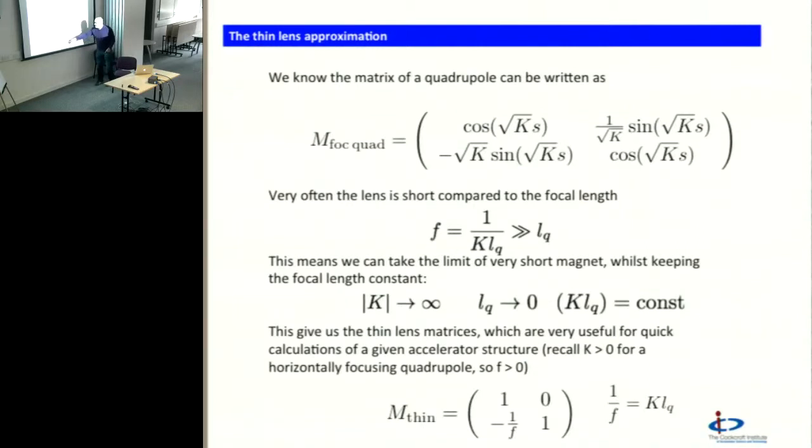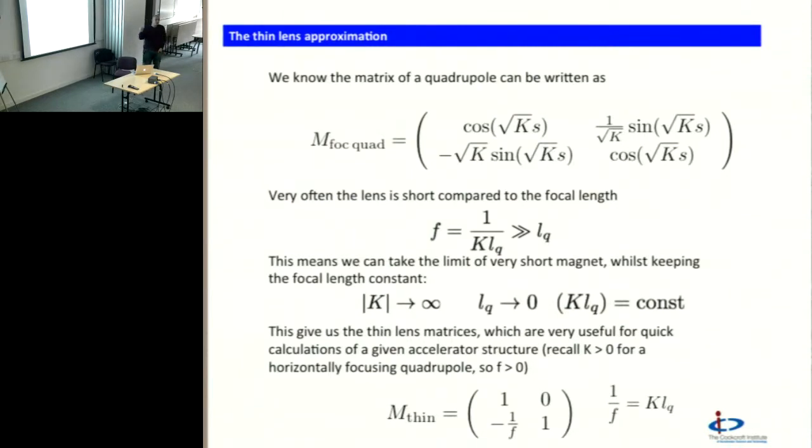How this then works is, imagine that f was bigger than 0 for a second. This means that this 1 over f is some number and it's negative. So the kick applied to x prime is going to be some negative kick. So it's going to bring x prime from some angle back down towards the axis, representing a focusing quadrupole of focal length k times L. So that's quite useful for back of the envelope calculations.